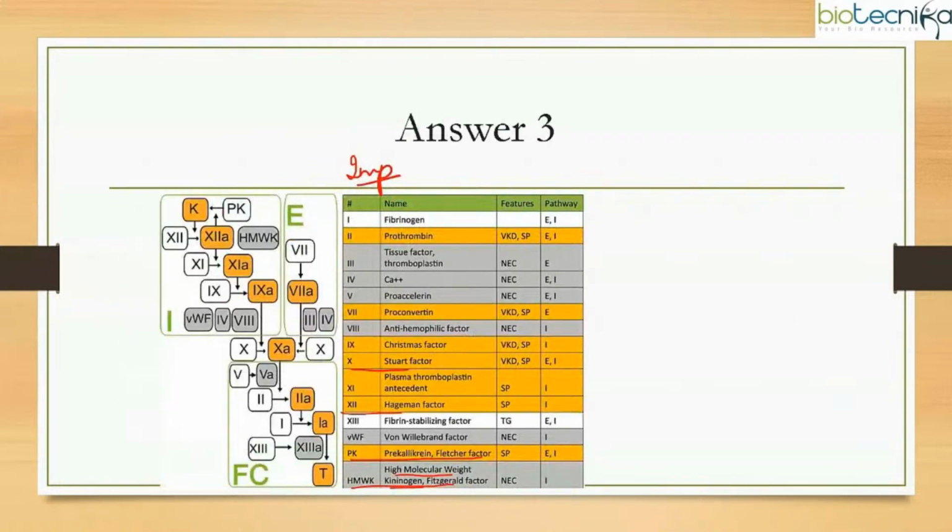Many times, they have asked questions like this, the names and their numbers where you have to match. So you can use this table, try to remember the names. Some of them have more than one name, like PK, pre-kallikrein, Fletcher factor. All this you should learn by heart. Like 3 is also tissue factor, thromboplastin. So that's a simple question.